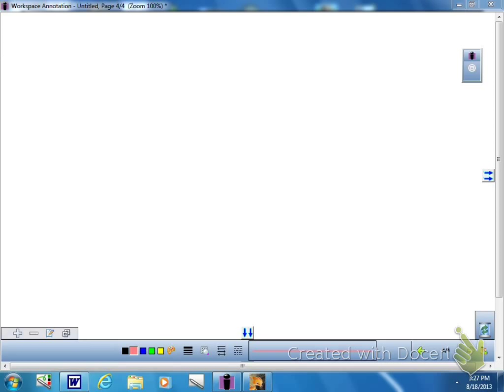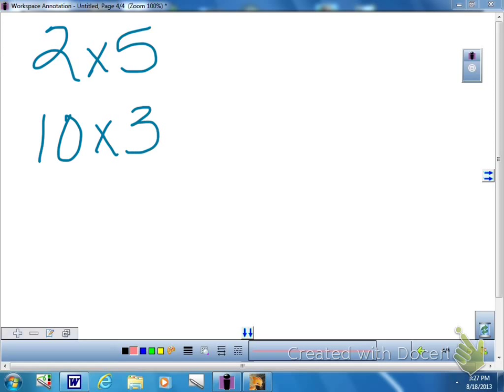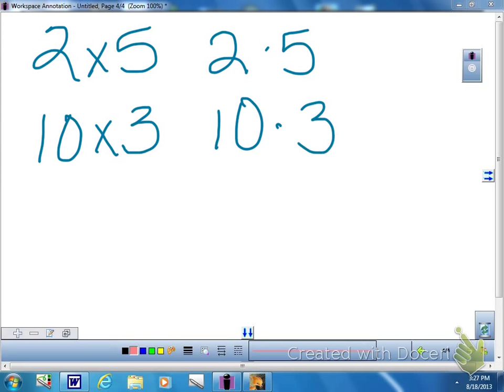Now in the past you've always written multiplication like 2 times 5 or 10 times 3. When we're writing algebraic expressions, well, we could write it 2 times 5. We could also write it 10 with a dot times 3. Or, if we wanted to, with parentheses, (2)(5) to show we're multiplying, or (10)(3).